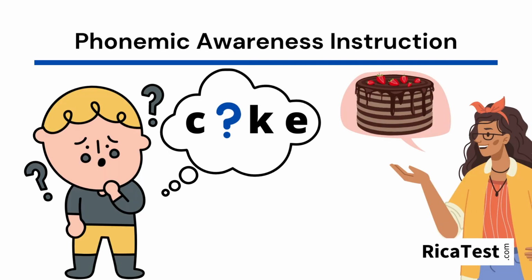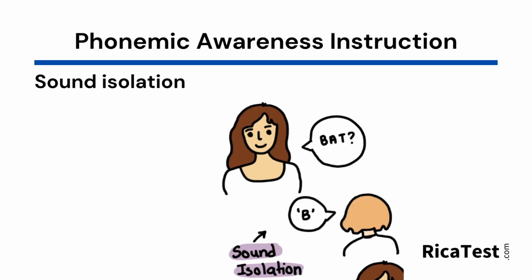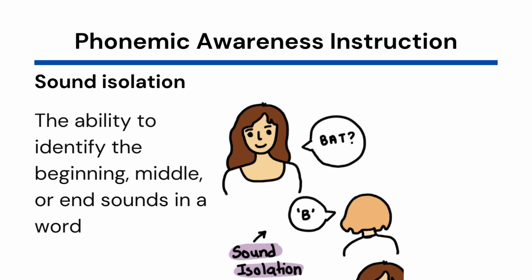Let's begin. This example student is having a difficult time identifying the sounds at the beginning, middle, or end of a word. In this situation, the teacher will build the student's sound isolation skills, which is the ability to identify the beginning, middle, or end sounds of a word.